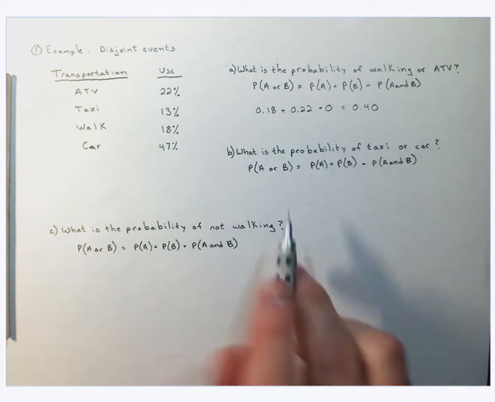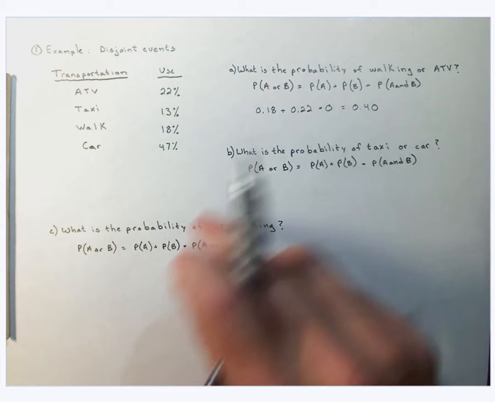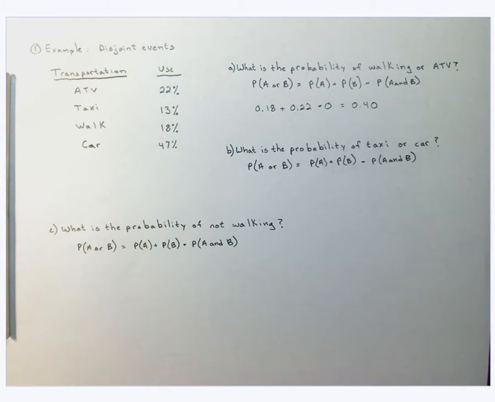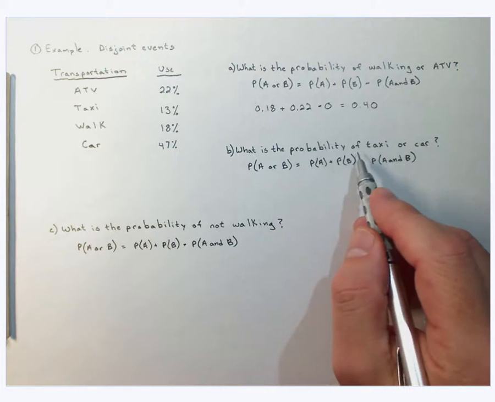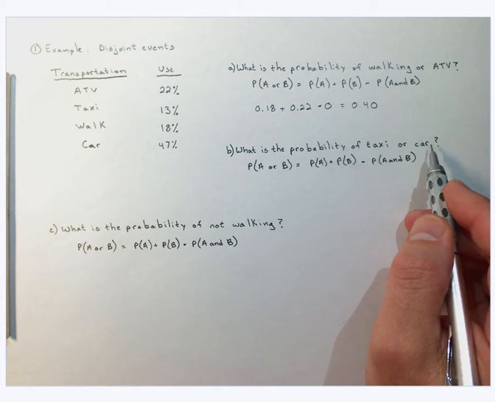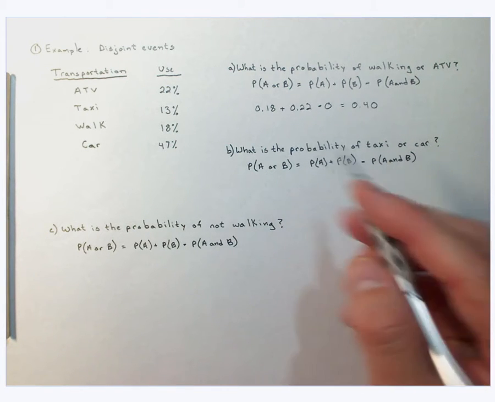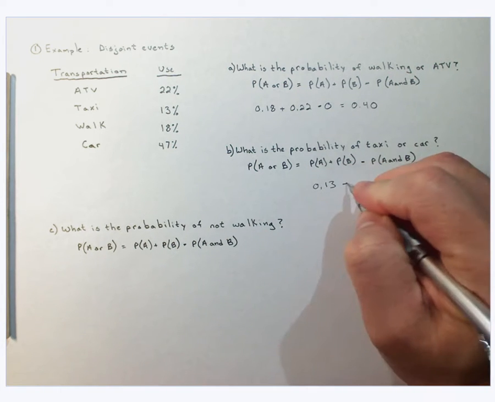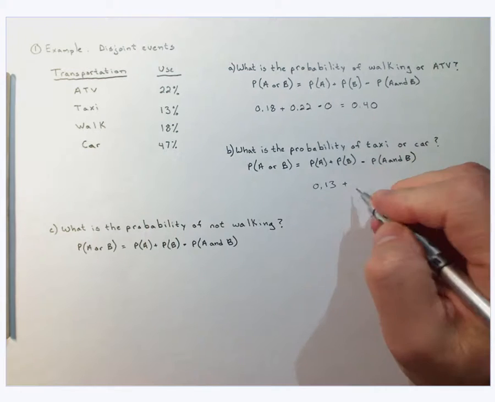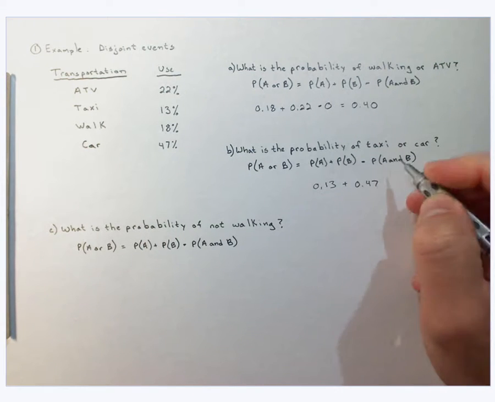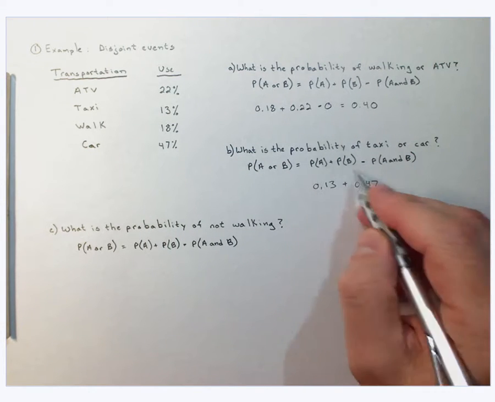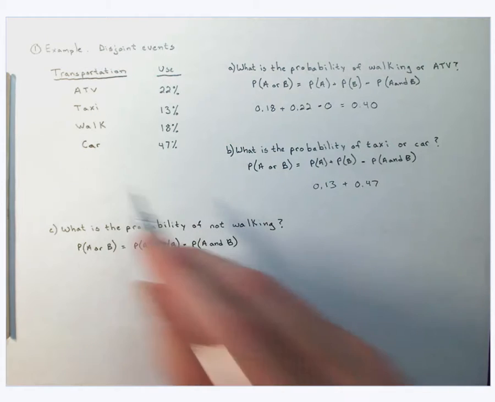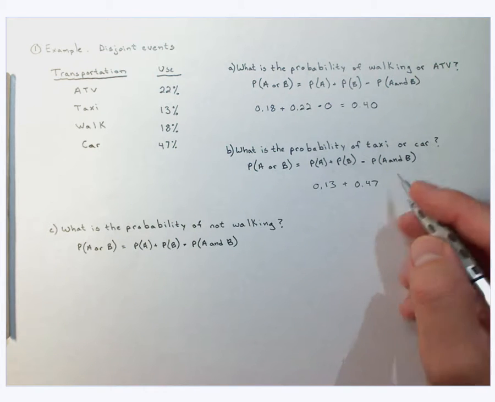All right, pause the video and see if you can get these two. So what is the probability of a taxi or a car as your mode of transportation? A taxi is 0.13 plus a car is 0.47. We can say that's A and that's B. Right here it's 0. There is no intersection. These are disjoint events. So then I add these together.